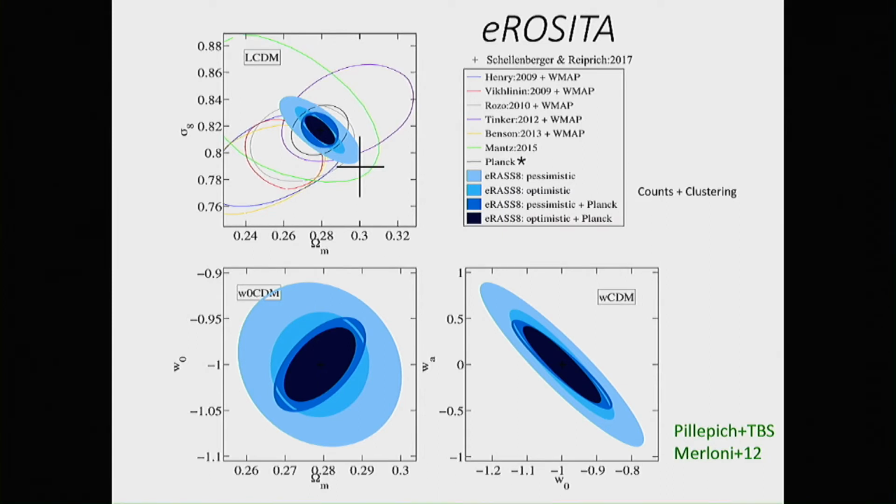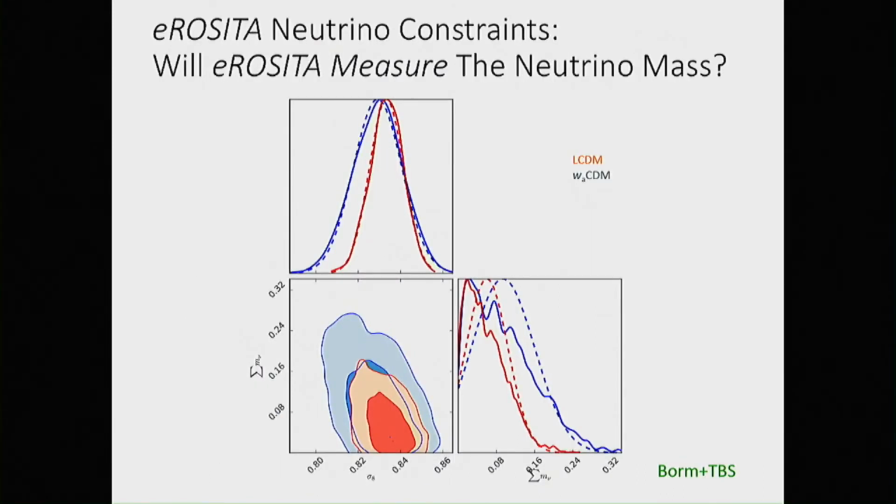There will also be useful constraints on the equation of state of dark energy. Also, if the sum of the neutrino masses is reasonably large, we might hope to actually measure the neutrino mass with these galaxy clusters. If it's close to the, let's say, lower limit of 0.06, then we will still get some useful upper limits.